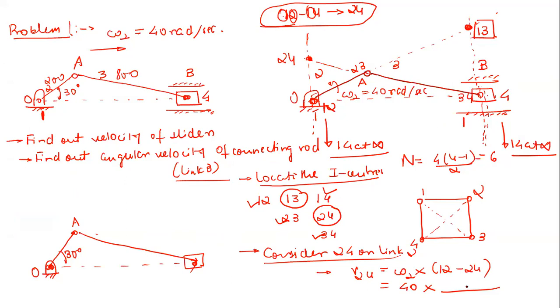This is fine, that I measured 1 2 2 4 and calculated. Now let us say this V24 gives me some value, maybe 5 meter per second or something. So let us say it is now known to us. Now what should be my next step?